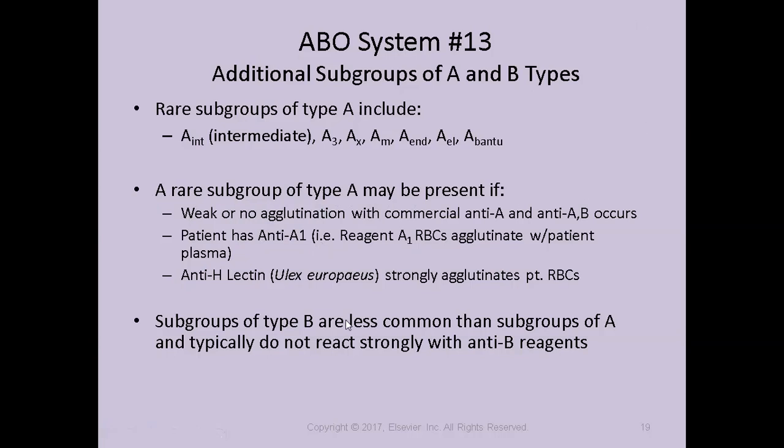There are some subgroups of type B, but they're much less common even than the subgroups of A. And typically, they would not react strongly in forward typing with anti-B, like we would expect someone who is a type B to react, 3+ or 4+. They react more weakly. So these subgroups are usually picked up by a blood donor center who is testing lots of different donors, not usually by hospital labs.